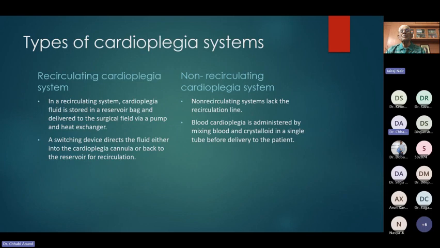Types of cardioplegia systems. Recirculating cardioplegia system. In a recirculating system, cardioplegia fluid is stored in a reservoir bag and delivered to the surgical field via a pump and heat exchanger. A switching device directs the fluid either into the cardioplegia cannula or back to the reservoir for recirculation. A non-recirculating cardioplegia system lacks the recirculation line. Blood cardioplegia is administered by mixing blood and crystalloids in a single tube before delivery to the patient.